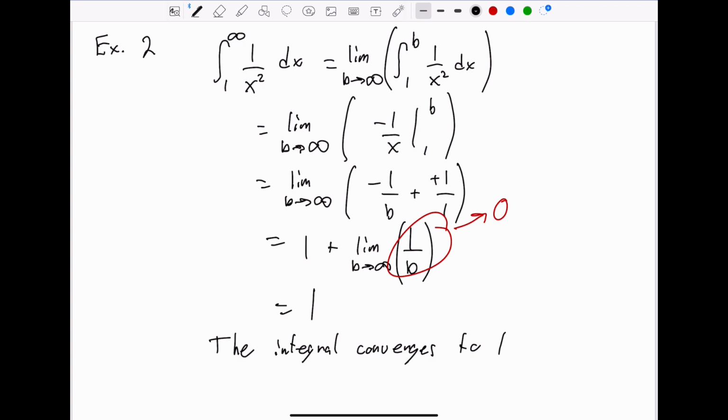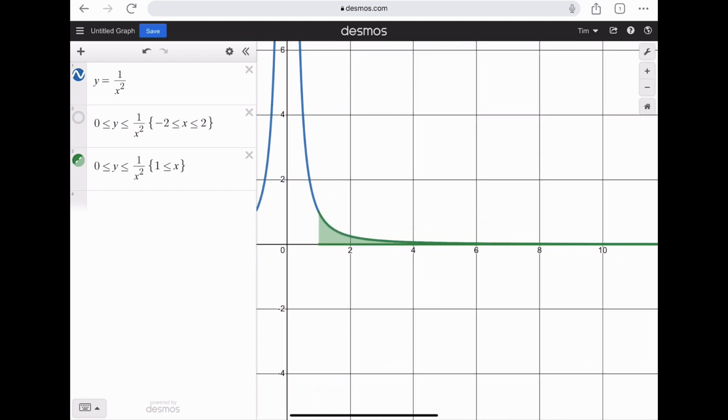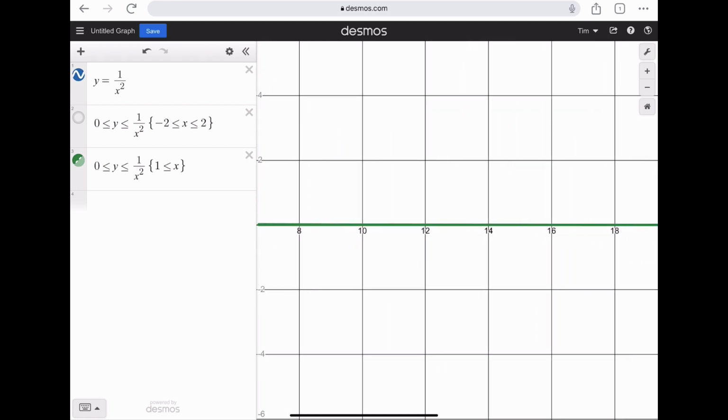Let's take a look at this in Desmos once again. So here we have the same function, 1 divided by x squared. We saw in example 1 that the integral from -2 to +2 does not converge. It's an infinite area. However, the integral from 1 to infinity converges to 1. In some sense, this region is unbounded. It just continues on forever in the positive x direction.